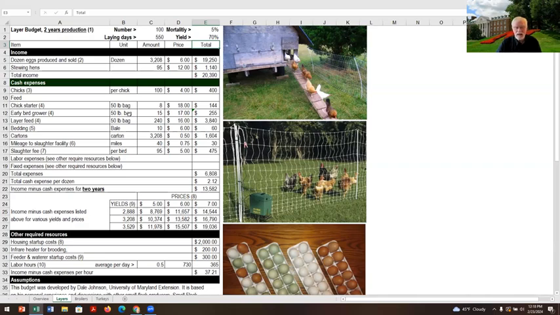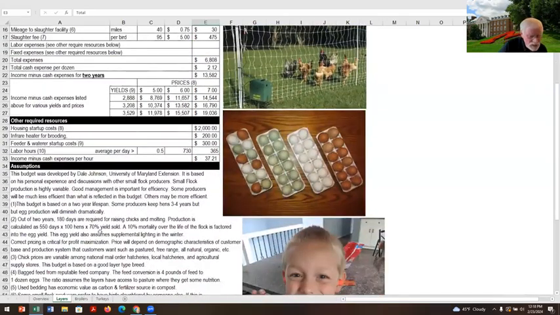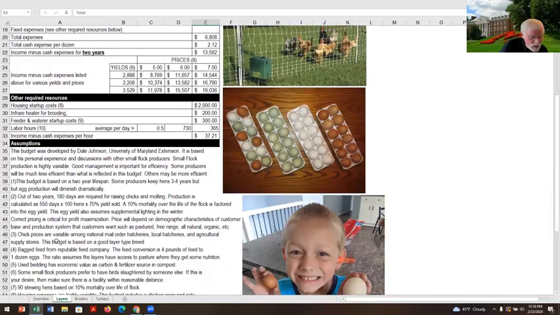If you're going to grow 300 broilers or 500 layers, maybe you can get feed brought in bulk, and you can get it cheaper than the bagged feed that I have here. So you got to think about this, and you got to think about, what is my feed conversion ratio? How much feed does it take to produce a dozen eggs? And in this budget, I think I've got it down here somewhere. Down here, bagged feed from a reputable feed company. The feed conversion is 4 pounds of feed per dozen eggs.